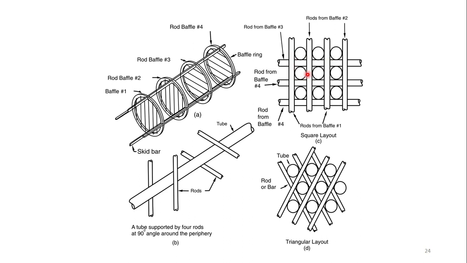So this is the configuration of the tubes, which are basically held by different rods, right? So the arrangement is known as the square layout of the different rods, and this is the triangular layout of different kinds of rods, which are basically holding the different kinds of tubes inside the shell.